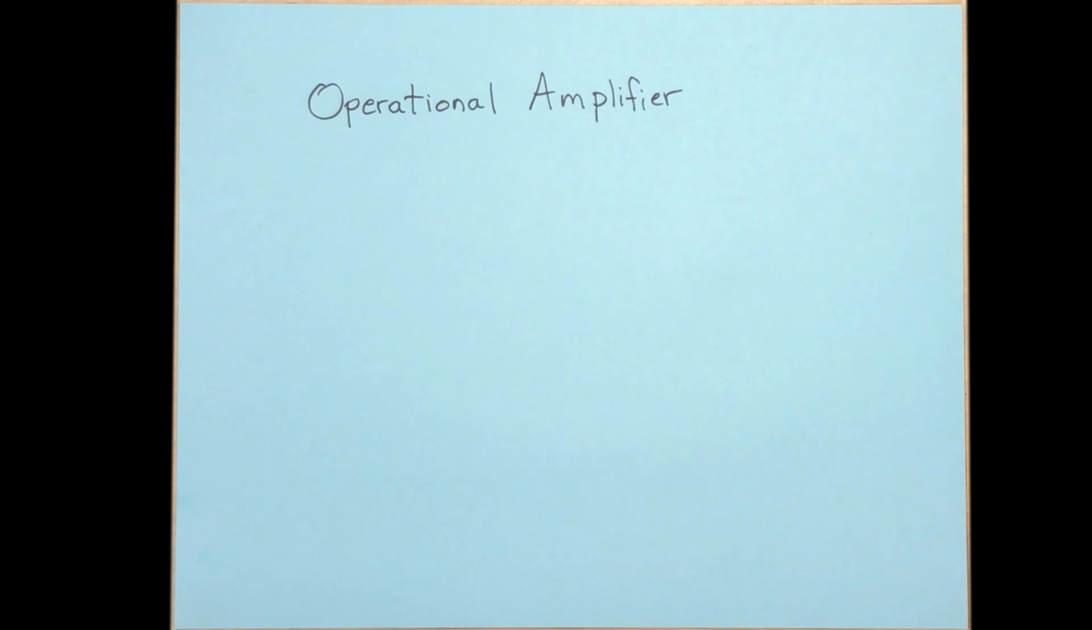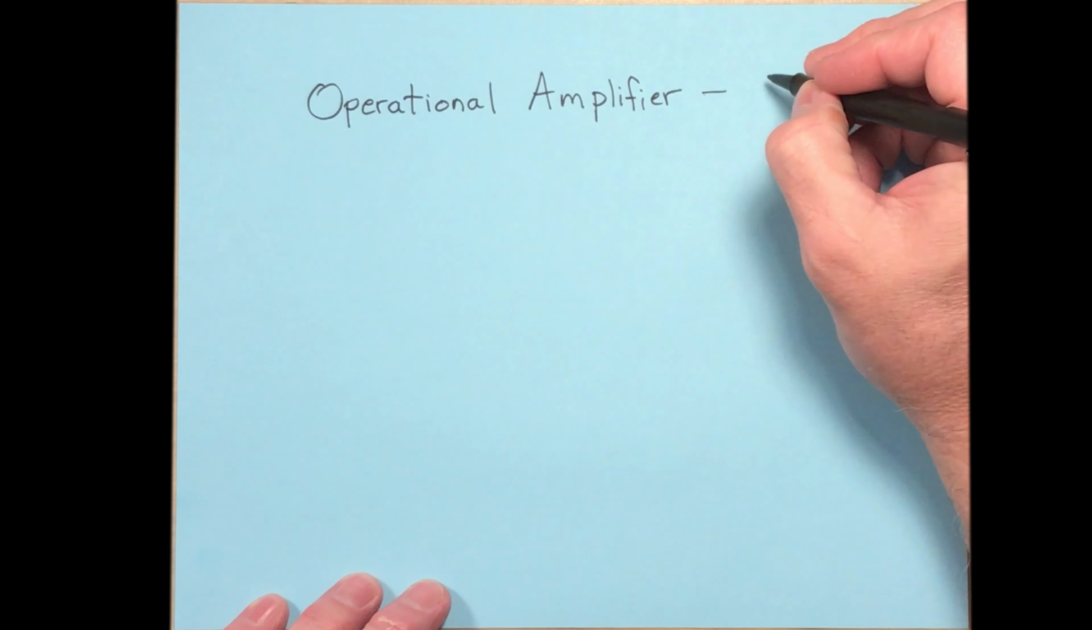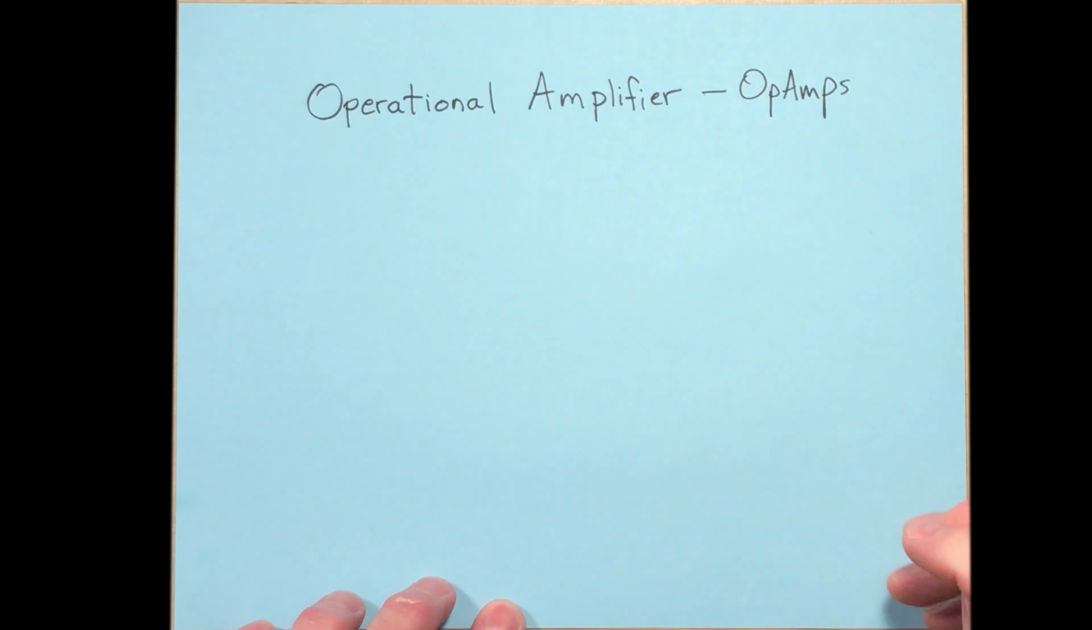Today we're going to talk about operational amplifiers, which are often just called OpAmps. Now, OpAmps are not analog circuit devices. You need to understand that right up front. OpAmps are digital circuit devices. It involves some understanding of transistors and diodes and things like that.